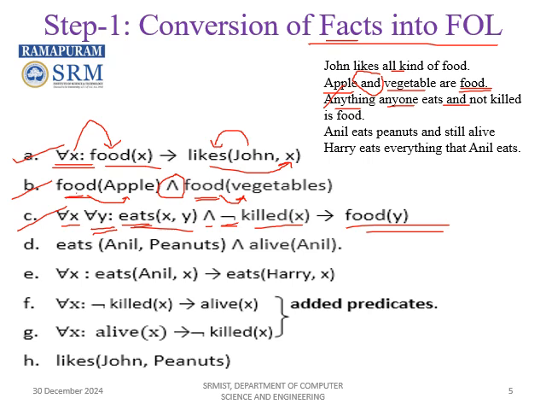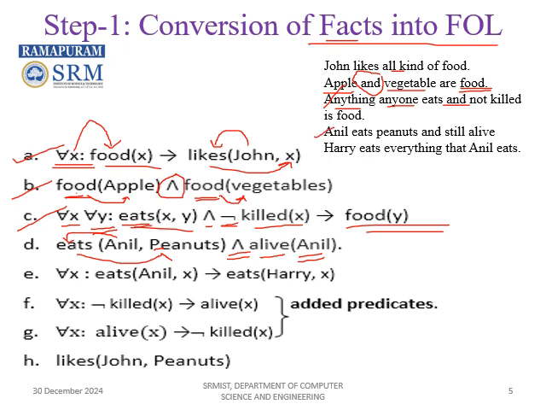The fourth one is Anil eats peanut and still alive. Here we read it like this: Anil eats peanut. The next is again an and statement, and and is represented with this sign. Anil eats peanut and still alive. So who is alive? Anil. Within brackets I have to represent the entity name, and here the group. Alive of Anil. Now we have represented the fourth statement also.